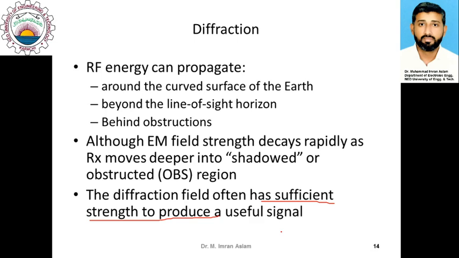So this was the basic introduction regarding Fresnel zones and diffraction. We stop our discussion here, and we will continue in our next lecture to derive a mathematical relationship for how much loss we would expect when we have diffraction, or any type of obstruction, between transmitter and receiver.